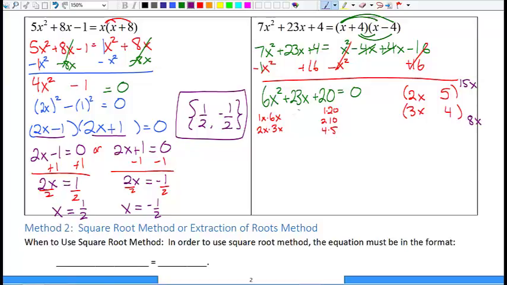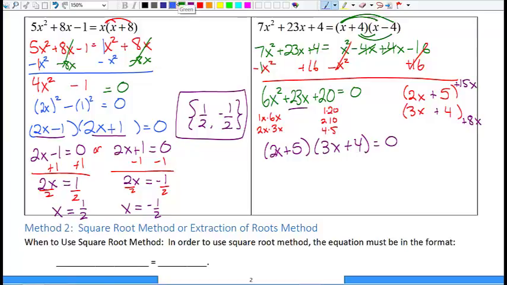I'm trying to add with two positives, right? Because the signs are the same and I need to add to a positive. Can I get to 23? Look at that. I got it on the first try. Lucky me, and I didn't choose the one that wouldn't make any sense. So I have 2x plus 5 and 3x plus 4. And there's nothing else that can be factored, so I'm completely factored.